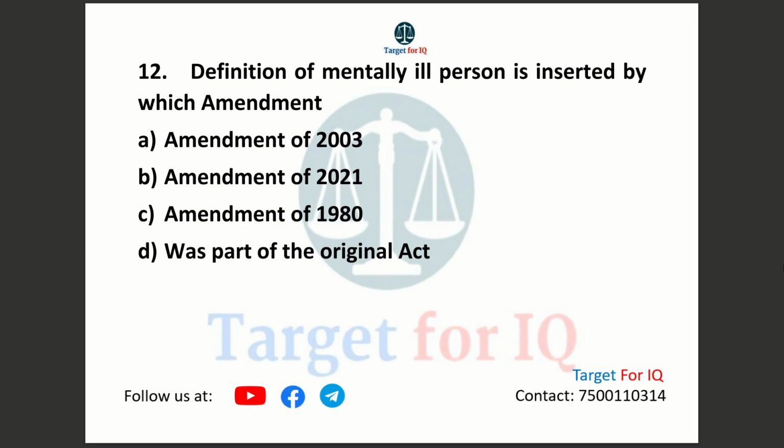Question number 12. Definition of mentally ill person is inserted by which amendment? Option A, Amendment of 2003. Option B, Amendment of 2021. Option C, Amendment of 1980. Option D, was a part of original act. The correct answer to question number 12 is option A, Amendment of 2003.